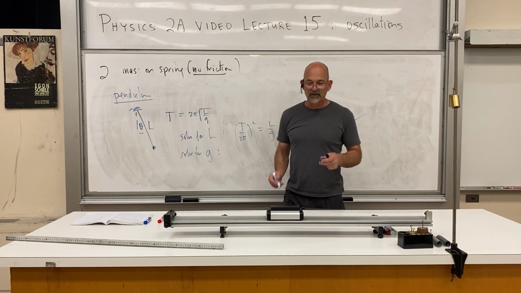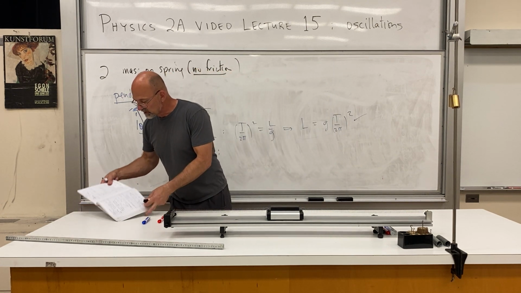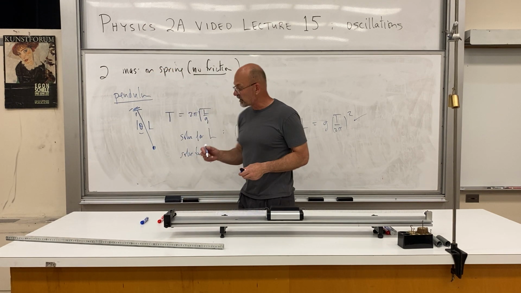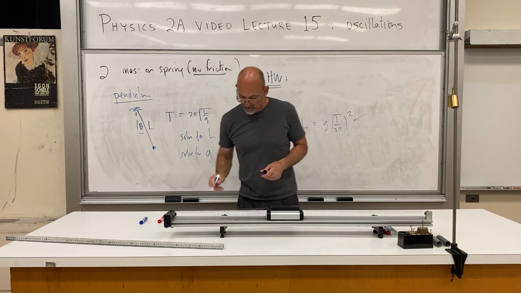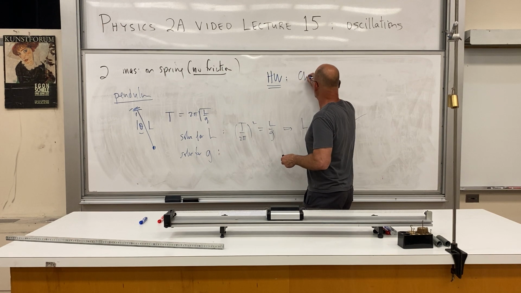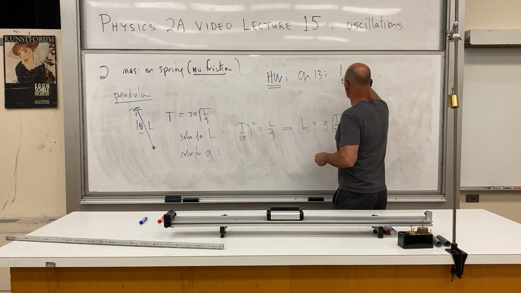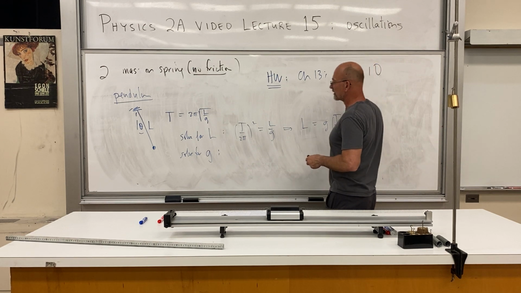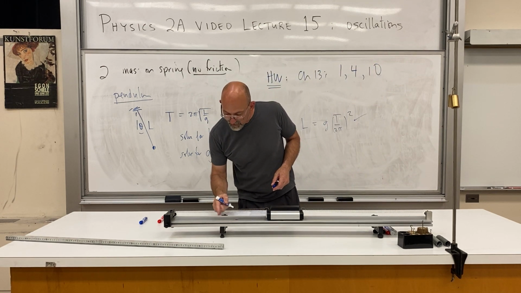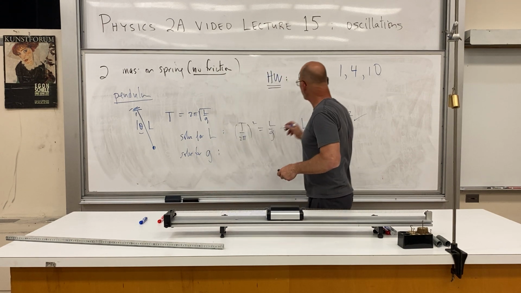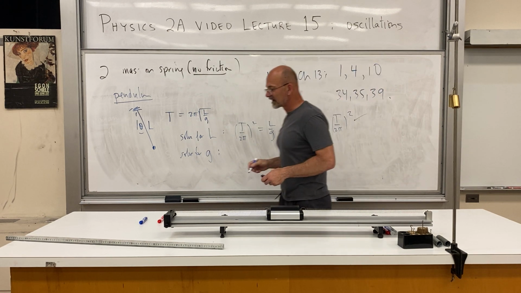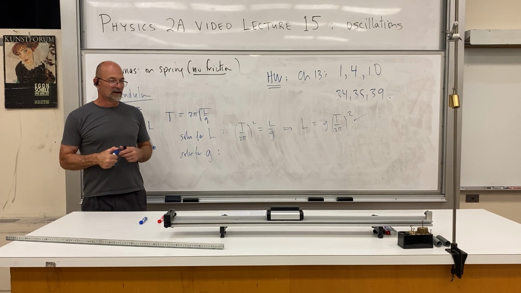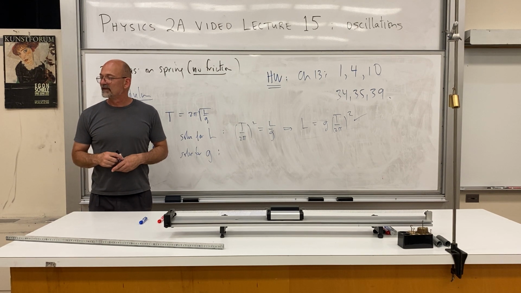And what I'll do last is just write down what the assignments were that I thought would be good. So the homework problems are chapter 13, and these are all easy. So I have 1, 4, and 10 with respect to springs, and I have 34, 35, and 39 regarding pendula. Okay. Good. Let's see, any last minute thoughts on all of this?